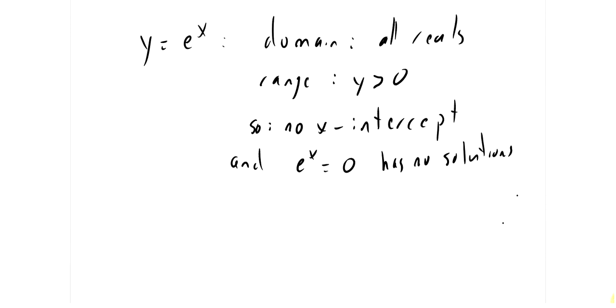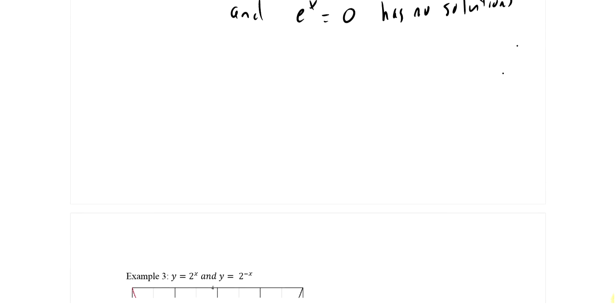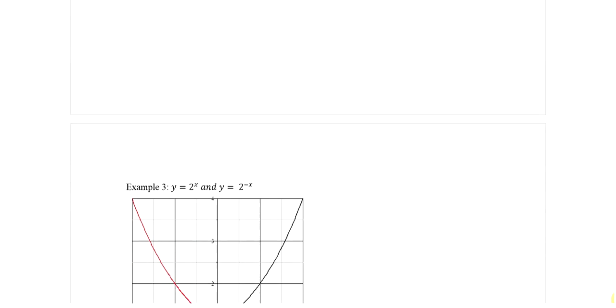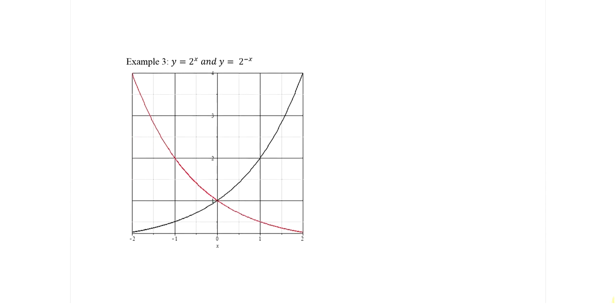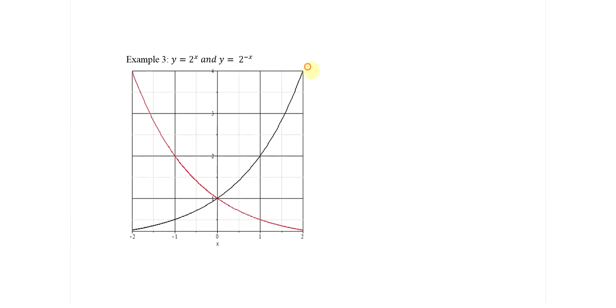And if we scroll down a little bit further, we get to our next example. What about negative exponents? Y equals 2 to the minus x. So here, this is 2 to the x, right? X equals 1, y equals 2, x equals 2, y equals 4, x equals minus 1, y equals 1/2, x equals minus 2, y equals 1/4.